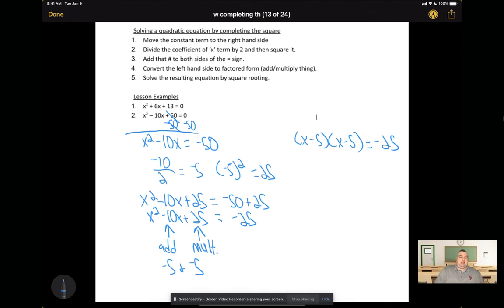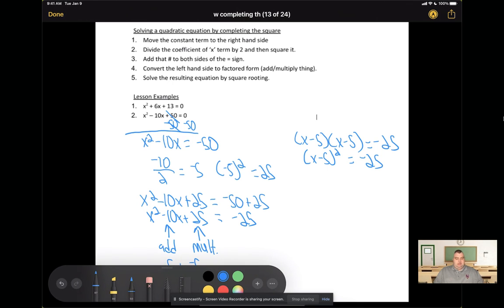Okay? Just like in the first example, notice I got the same factor twice. So the same factor twice, I can now take it and rewrite it as x minus 5 squared, because x minus 5 times x minus 5 is really x minus 5 squared. That, again, when you're doing completing the square, should always happen. So I have x minus 5 squared equals negative 25. Okay. That was step 4.